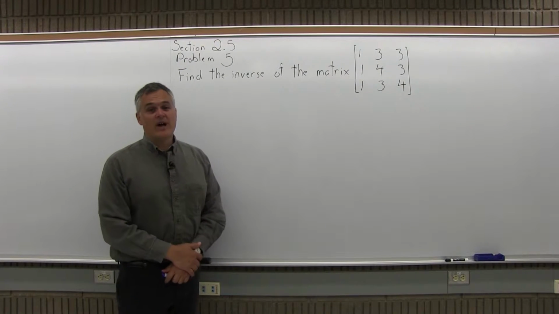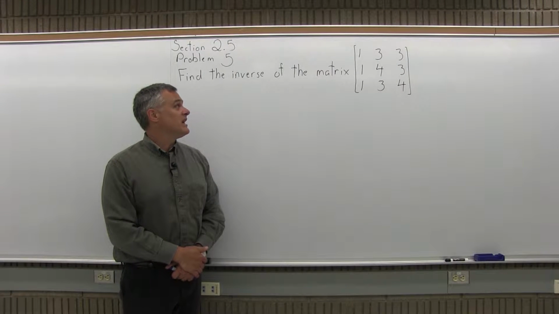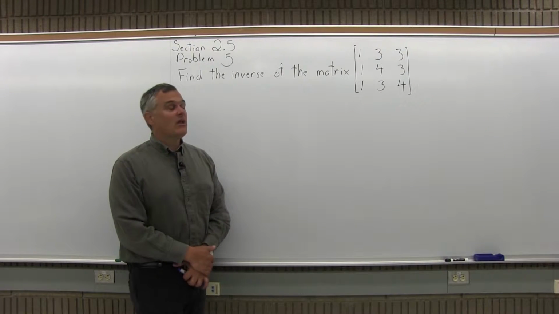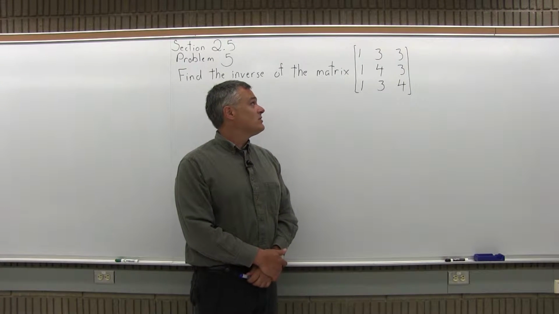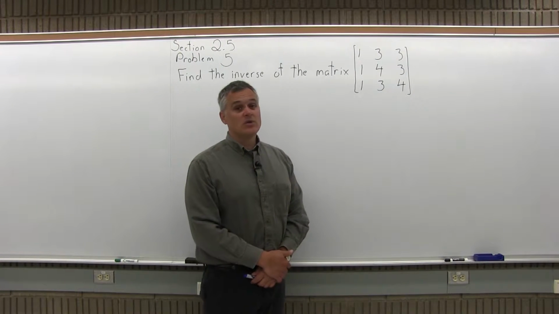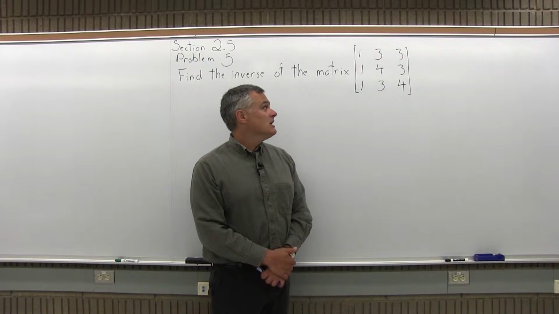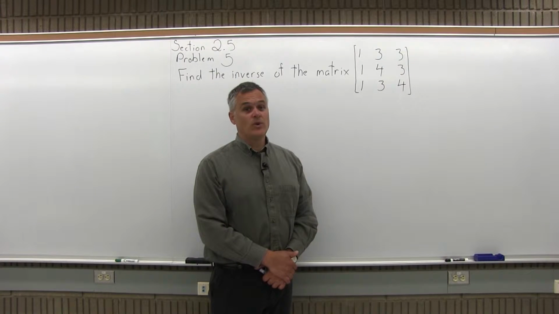So this is Problem 5 from Section 2.5. It says find the inverse of the matrix. And they give you a larger matrix than this one. It has 3 rows. The top row is 1, 3, 3. The middle row is 1, 4, 3. And the bottom row is 1, 3, 4.